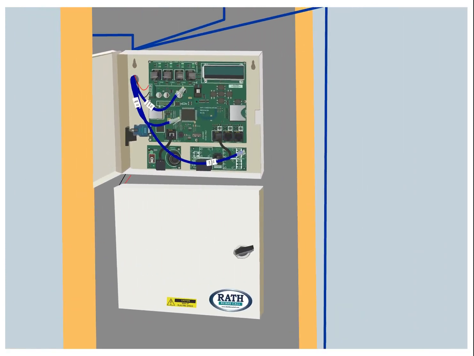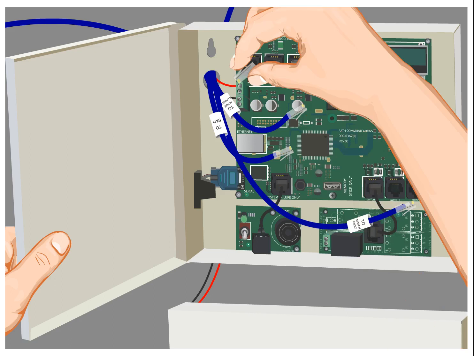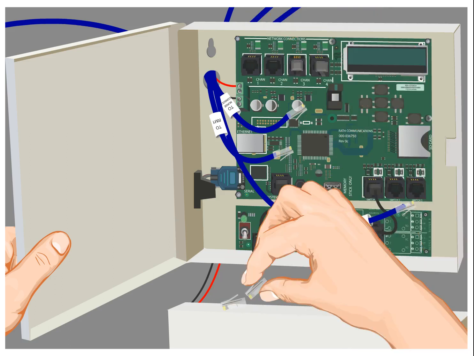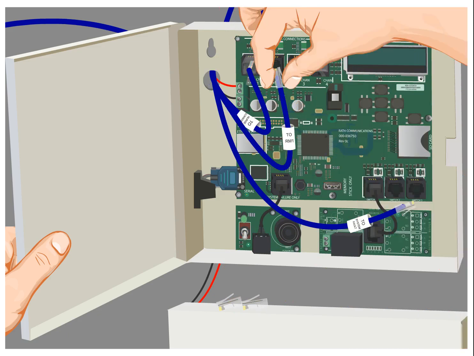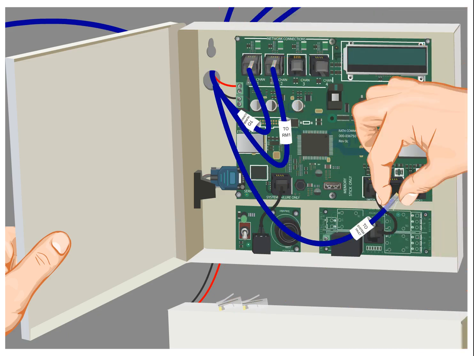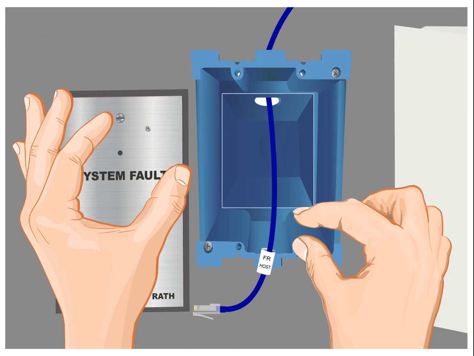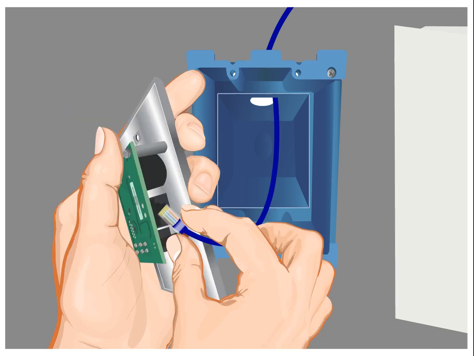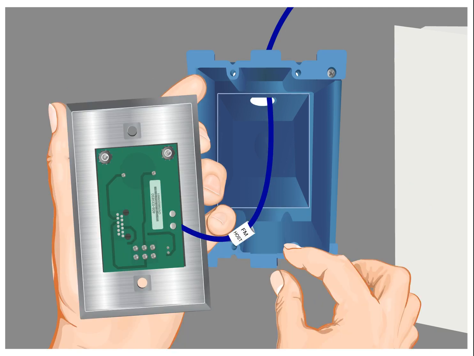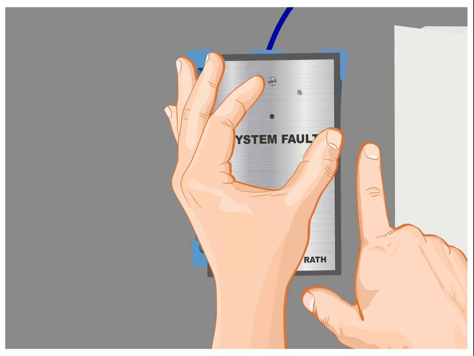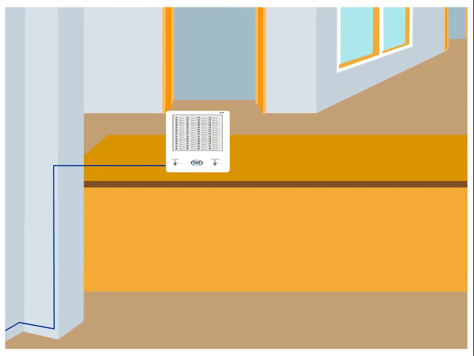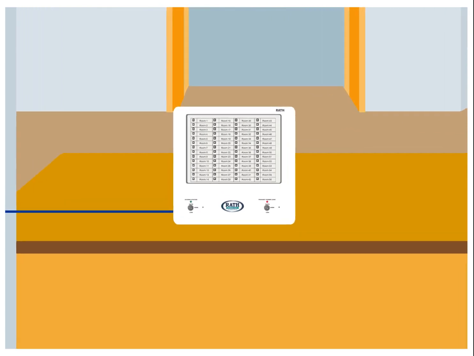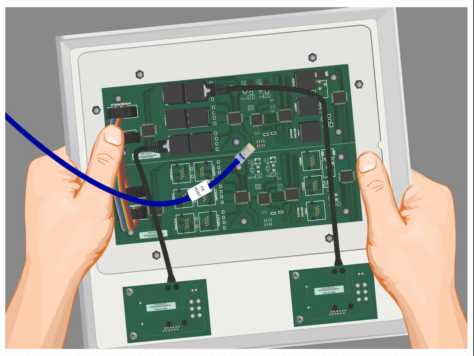Next, remove the included termination plugs from the COM ports on the host controller and make the smart loop connections. You will also make the connection for the remote sounder or system fault indicator, which plugs into the fault output on the host controller. Your nurse console can be connected at this time as well.